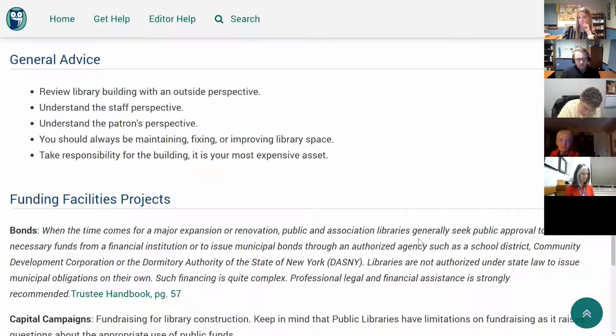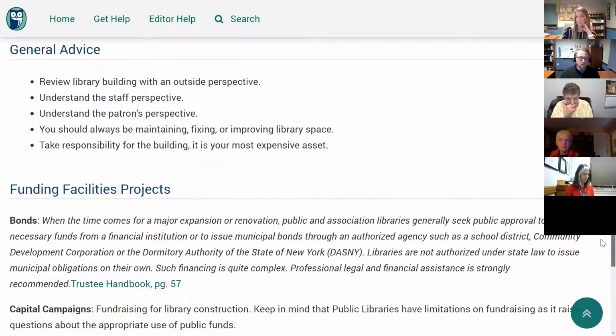You should always be maintaining, fixing, or improving the library space. And again, that's a good reason to have that facilities committee in place so you don't lose track of that. And then taking responsibility for the building. It is your most expensive asset, and it will be over time. It costs a lot of money to maintain buildings, particularly old buildings. So you want to make sure you have it in the best shape possible as you're taking care of it.